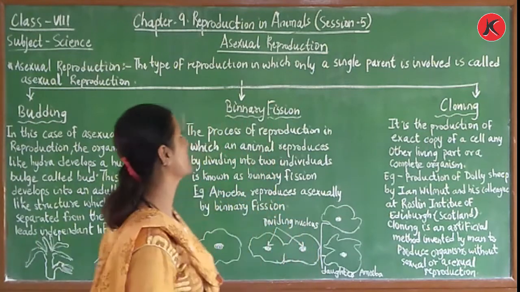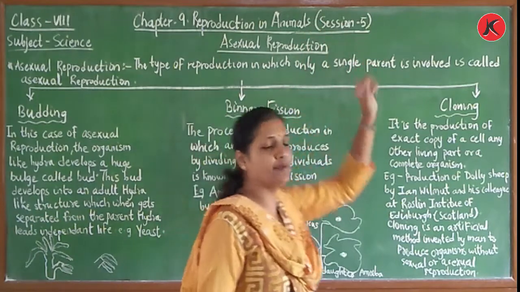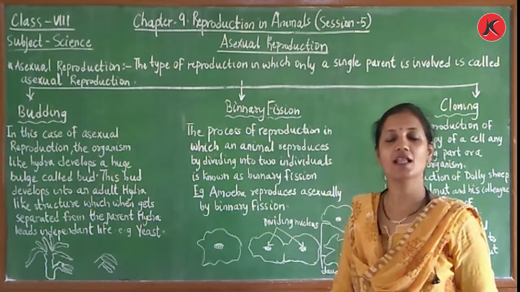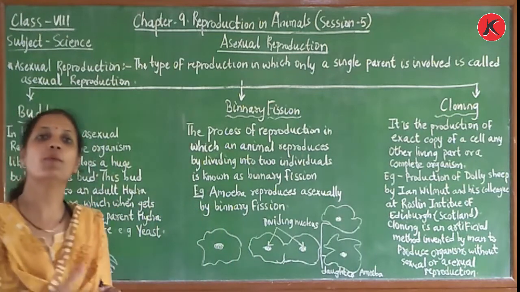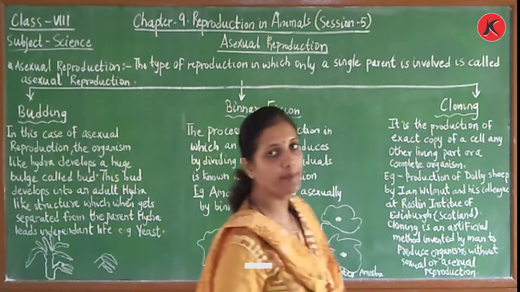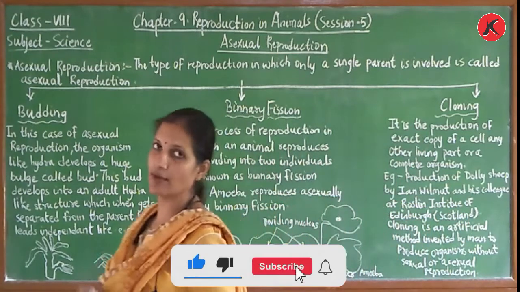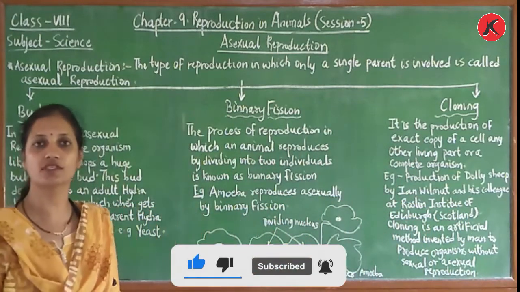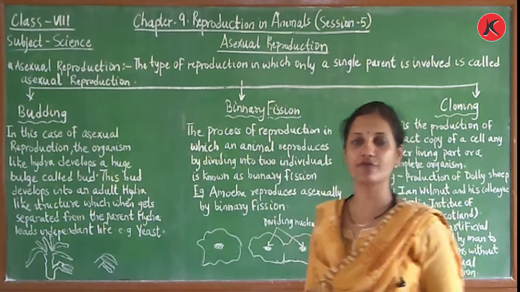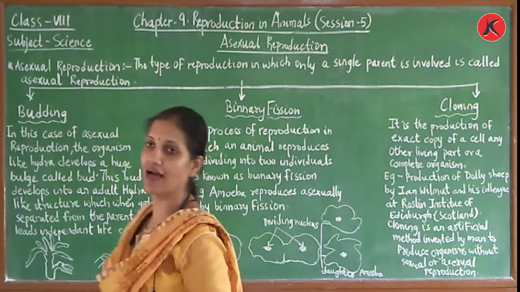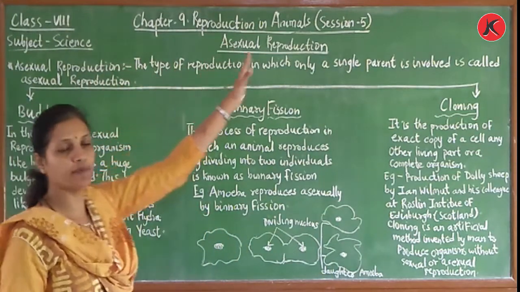We will continue with explanation of chapter number 9, reproduction in animals, session number 5. In the last sessions, children, we have discussed reproduction, modes of reproduction, female and male reproductive organs, fertilization, types of fertilization, viviparous, oviparous, and the life cycle of a frog. Now this is our last part of the chapter, that is asexual reproduction.